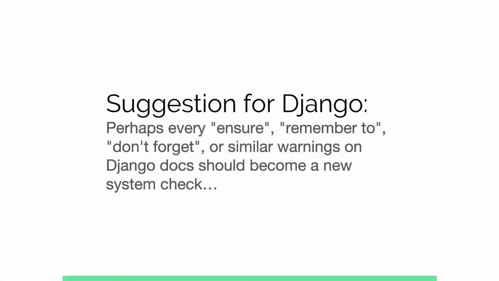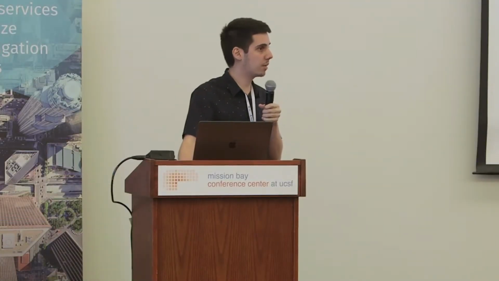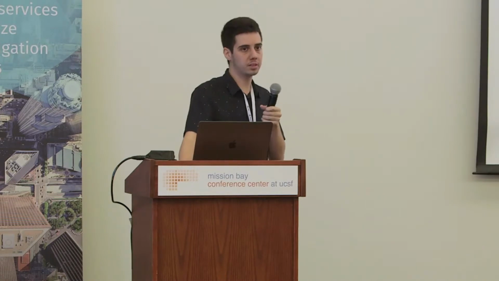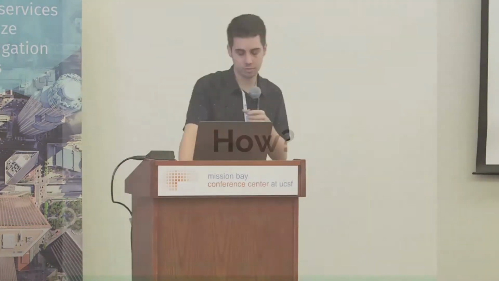So a suggestion for Django and for any kind of library: perhaps every "ensure," "remember to," "don't forget" you put on the docs should be a check. And it would be great if the library or framework prevented mistakes by doing these checks for the developer. But how? How can we do that?